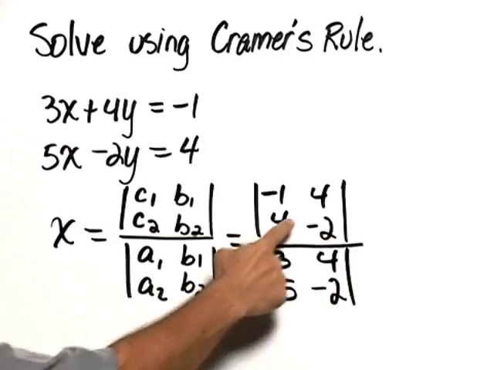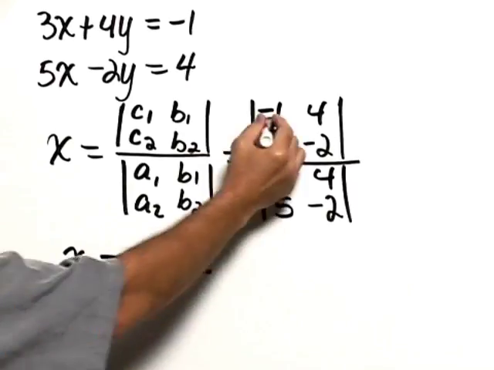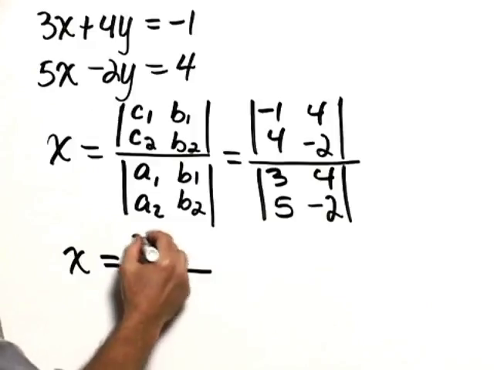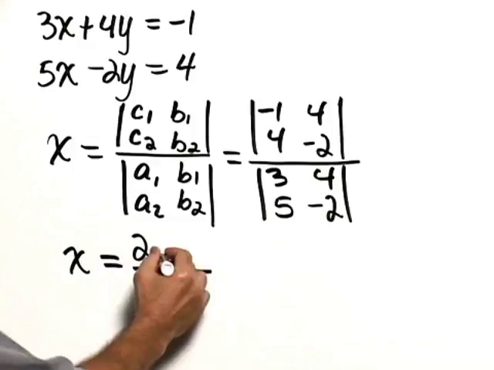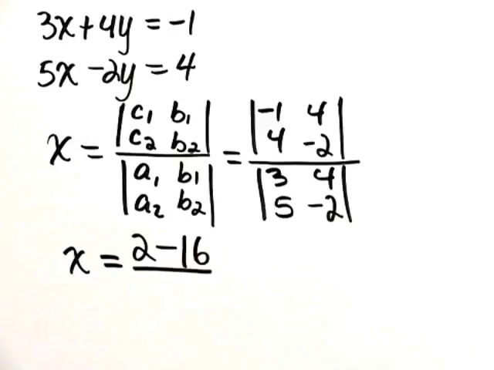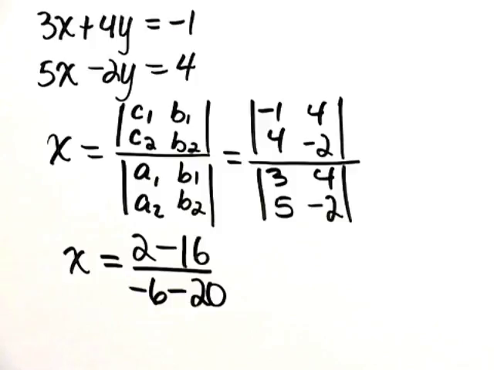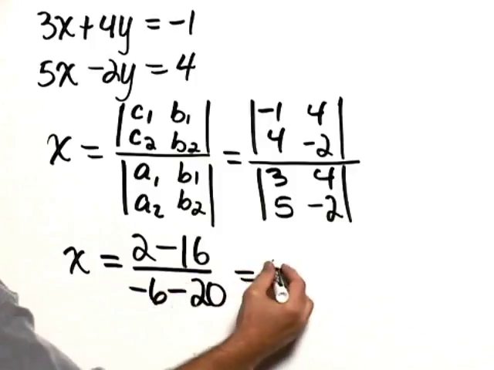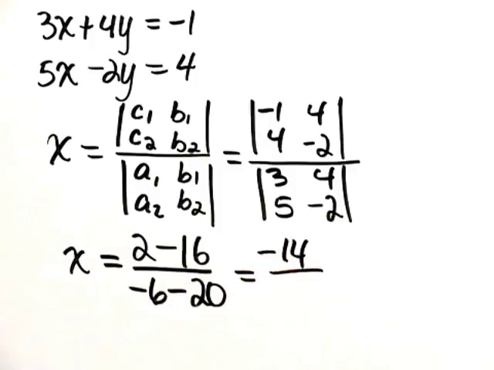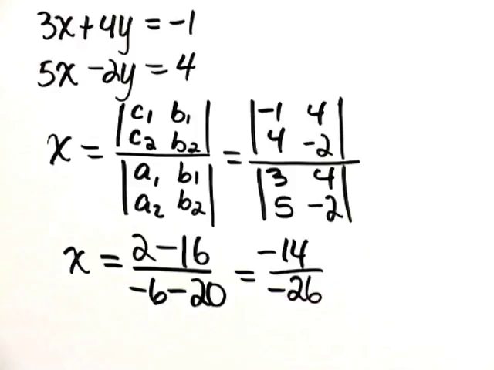Let's evaluate these two determinants. We have x is equal to -1 times -2 is +2, minus 4 times 4 is 16. And in the denominator, 3 times -2 is -6, minus 5 times 4 is 20. Simplifying the numerator, 2 minus 16 is -14. The denominator, -6 minus 20 is -26.